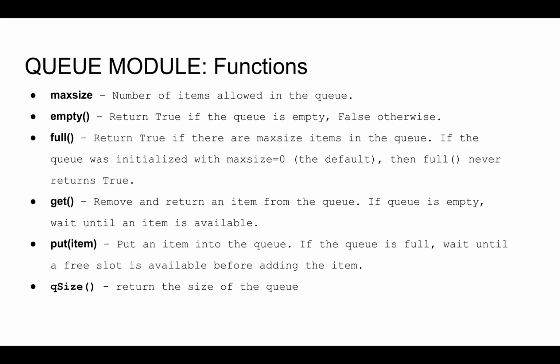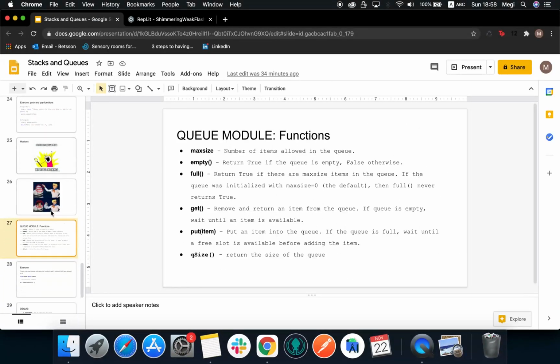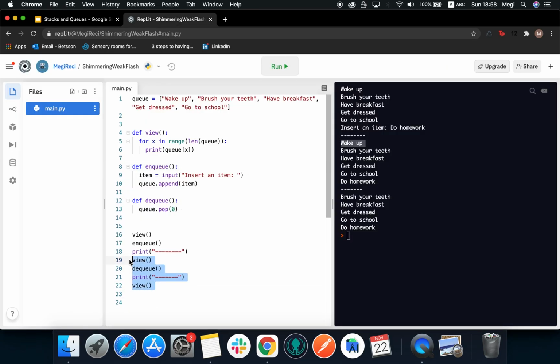Okay, these are the functions for the queue module. We can see the maximum size is the number of items allowed in the queue. We can check with a boolean if the queue is empty or not. We can check if it's full or not. We can get and return an item from the queue. We can put an item and we can return the queue size. I want to implement all of these functions just to check what happens.